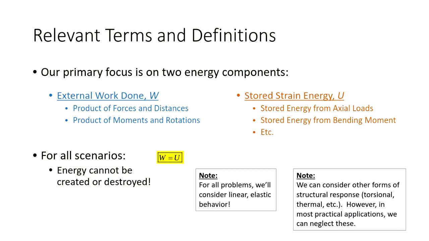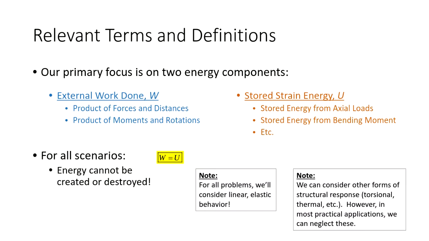Okay. So our two energy components are going to be the external work that's done to the system and the stored energy as a response. Now, the stored energy comes from the stored response due to axial loads, the stored response due to bending moment. If we wanted, we could consider other things. We could consider torsional responses. We could consider thermal responses. In our applications in here, we're going to neglect those. And here's why. The big two that I'm interested in is axial loads and bending moment. The reason why is because axial loads deal with essentially constant responses, and bending moments deal with variable responses. Because with bending moments, we're going to have to integrate.